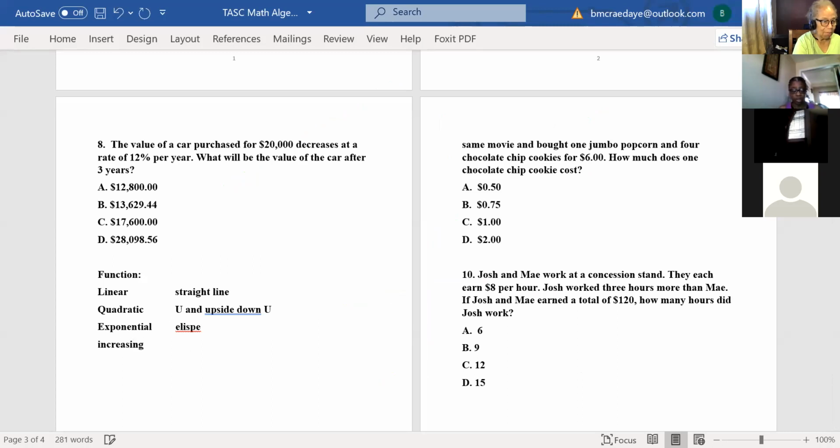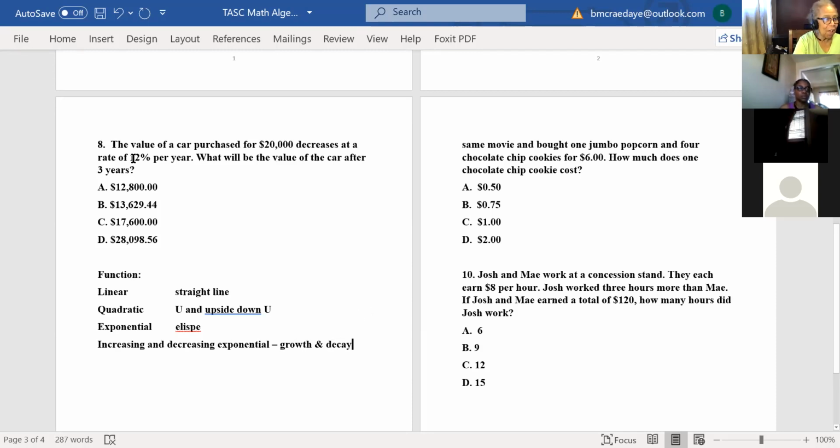Exponential functions can be increasing and decreasing. Now, there's a name for it. The increasing is growth, and the decreasing is decay. Okay. Now, this problem, where would it fall?